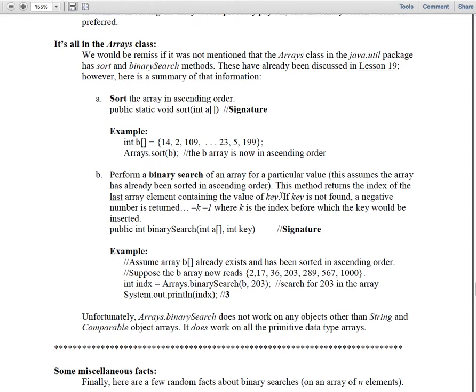But here's the interesting, or different, portion: when a key is not found, a negative number is returned, negative k minus 1, where k is the index before which the key would be inserted. Okay, so we need to do a little bit of math to figure this out.